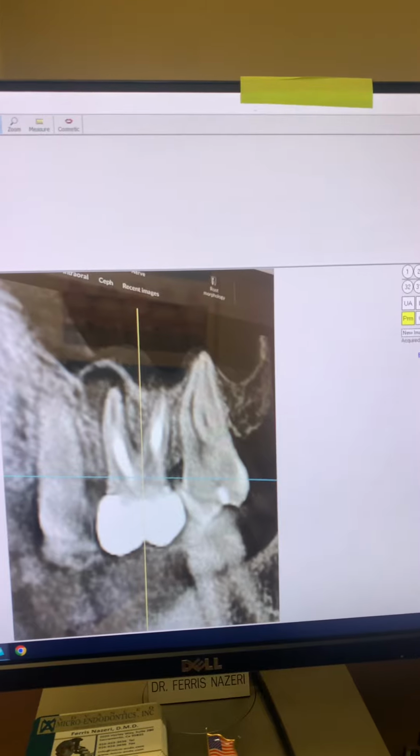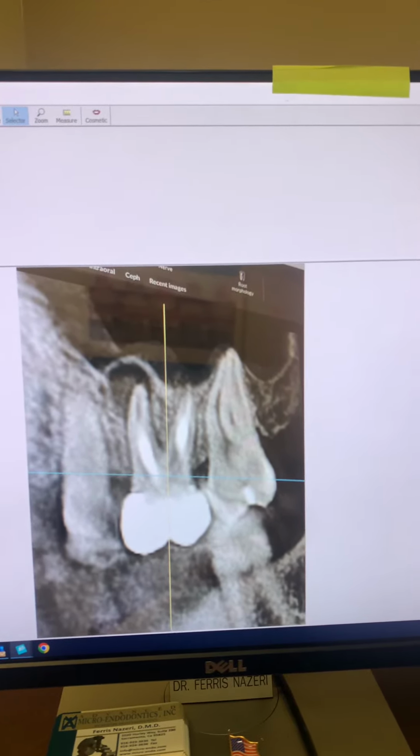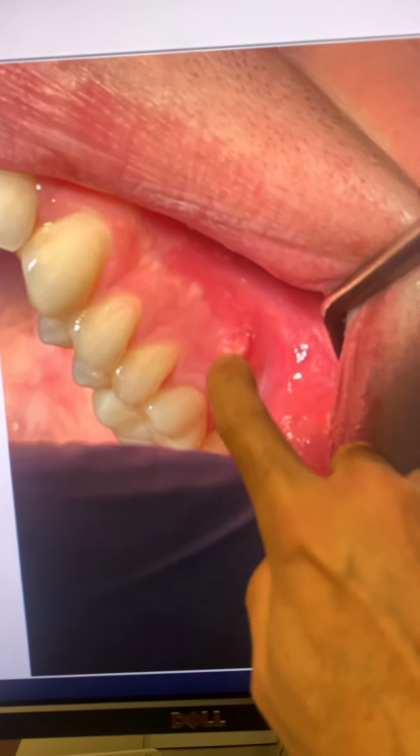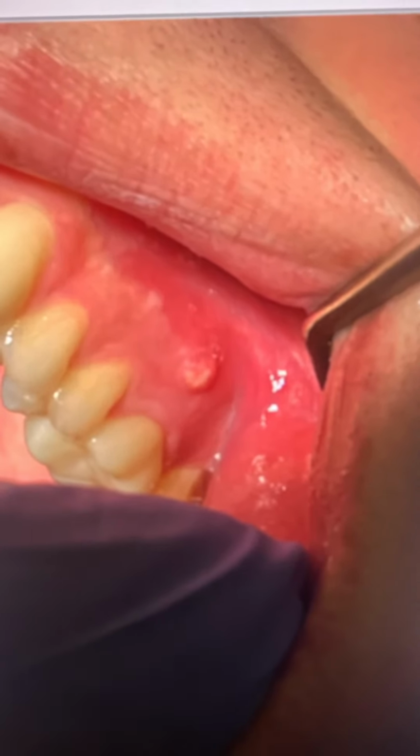So anyways, that's the CBCT that the dentist had ordered. And take a look here. So that's the tooth here, and you can see a sinus tract also associated with the tooth right there.